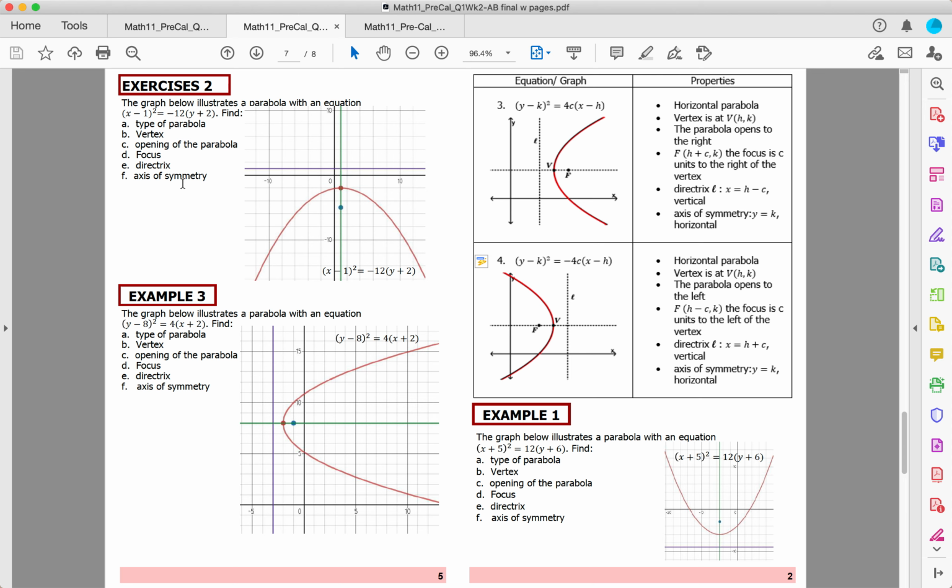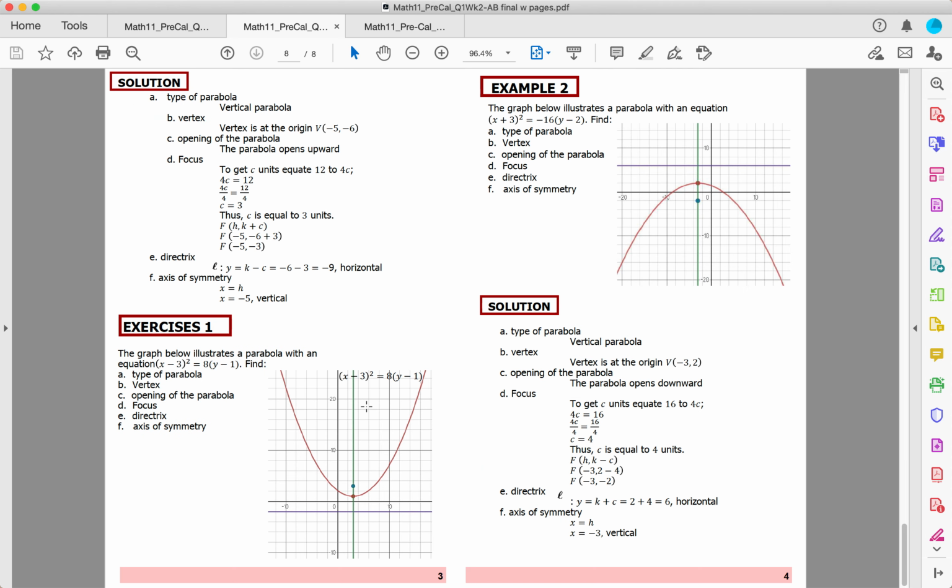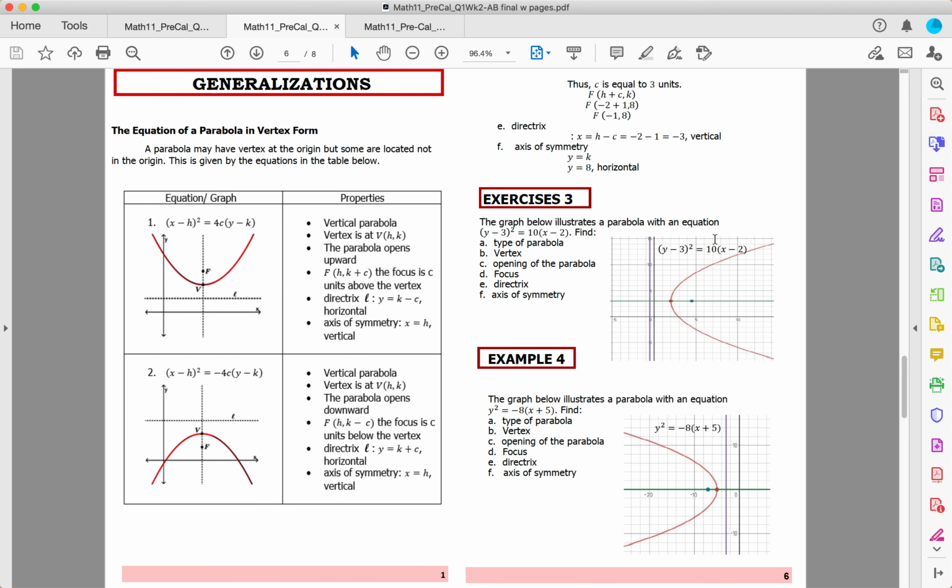Okay, are you good? I hope that's clear. Then let's have exercise 3. Where is exercise 3? Okay, here it is, exercise 3. We're almost done. For exercise 3, this time, exercises 3 and 4 are examples of parabolas facing left and right. Okay, now, how would you differentiate those from those parabolas facing up or down?